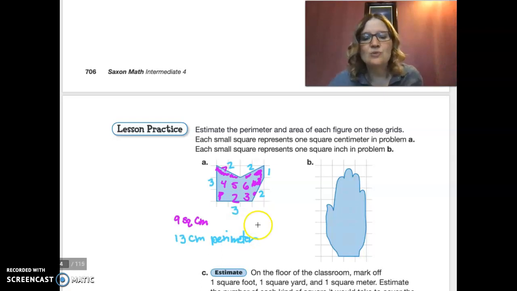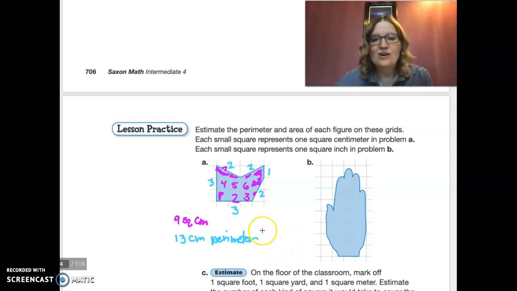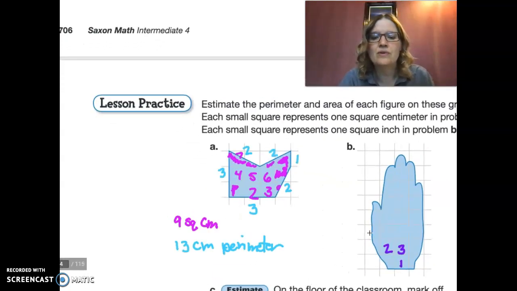Now, our next one is this handprint. So I'm going to change my color and let's look at our numbers. Let's count all of our whole squares. 1, 2, 3. I'm going to see if I can expand this. I'm going to move it over just a little, move our triangle. Oh, never mind. Okay, here we go.